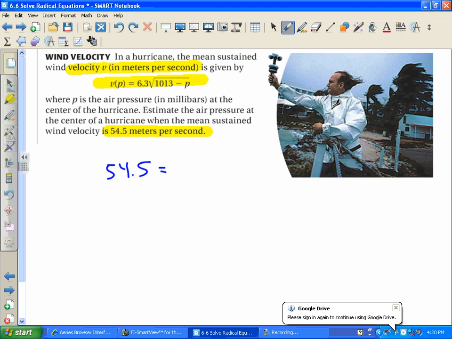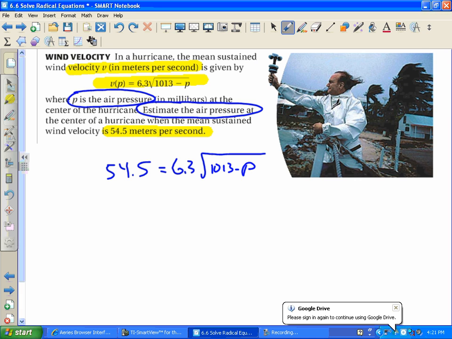The question is asking me to estimate the air pressure. Well, P is the air pressure. So 54.5 must equal 6.3 times the square root of 1013 minus P. All I have to do is solve that for P. So all I have to do is isolate the radical, raise an exponent on both sides, solve for P. Isn't this just like all the other problems we've done all day? Well, this word problem isn't very hard then. I know.